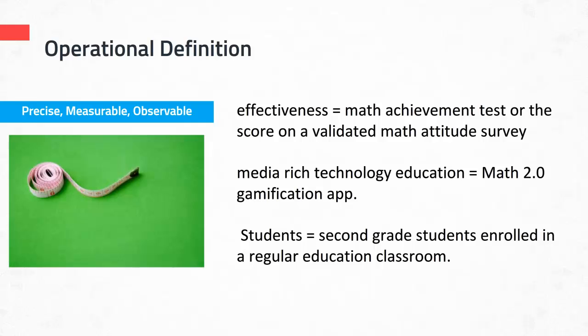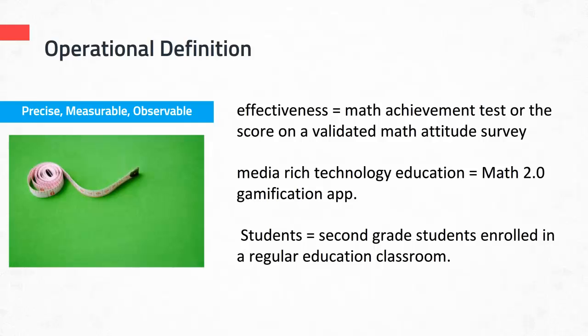Well, we need to ask, what is truly being studied? So if we think about in terms of effectiveness, what does the researcher really mean? Well, let's say, for example, that effectiveness is really the scores on a validated math achievement test or scores on a validated math aptitude test. Simply saying the mean scores on a math achievement or math aptitude test makes that term more precise, more measurable, more observable.